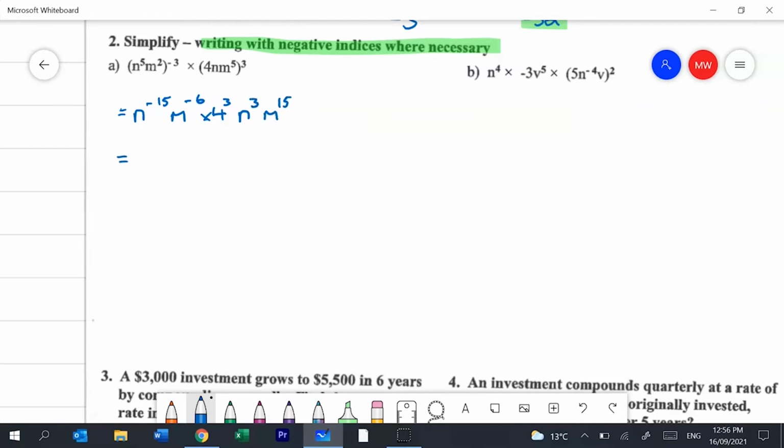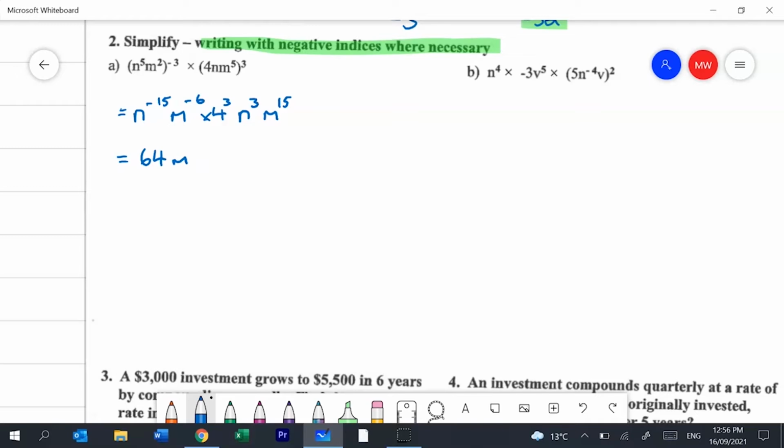Fantastic. Let's work down the row. Let's sort out those numbers first. 4 cubed is 64, so we'll pop that out the front. I'm going to work in alphabetical order, but it doesn't really matter. I've got m to the minus 6 plus 15 leaves me positive 12, doesn't it?